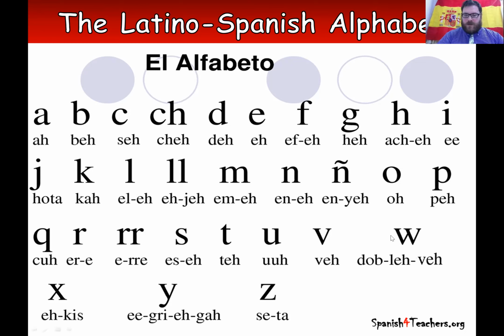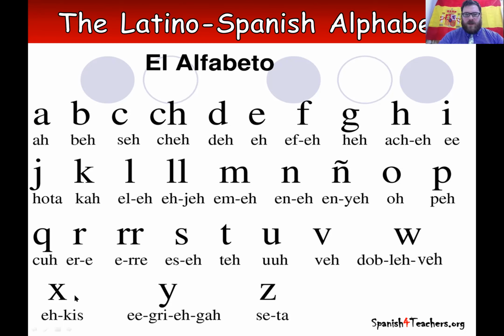All right, this one, the W, can be called so many things. Some people like to call it doble V. I call it doble V. Some people call it V doble. Some people call it doble U or U doble. So this is doble uve or uve doble. It's confusing. Don't worry about it too much, because the only time you will see W used is in words that come from another language, like whiskey in English, or Wisconsin. That's about the only time you will see a W.